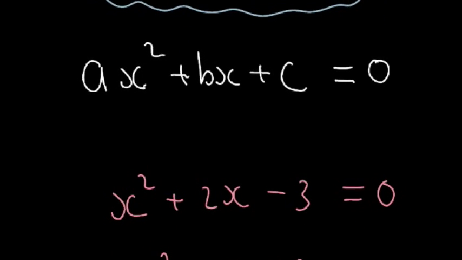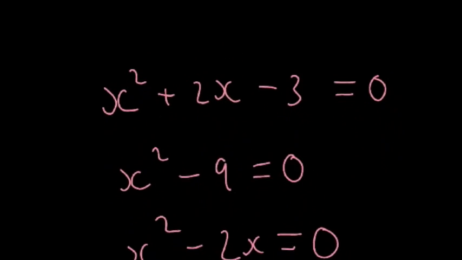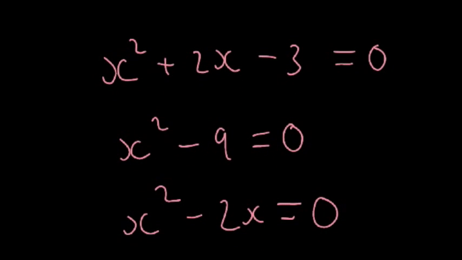If I looked at that first example, x squared plus 2x minus 3, I would say that a is 1, b is 2, and c is minus 3. It includes the minus. If I then looked at the second example, a is 1. Now what about b? What's b going to be? So b turns out to be 0, and c would be minus 9.